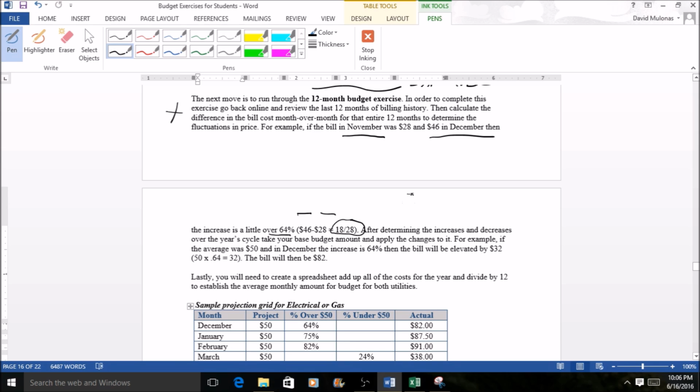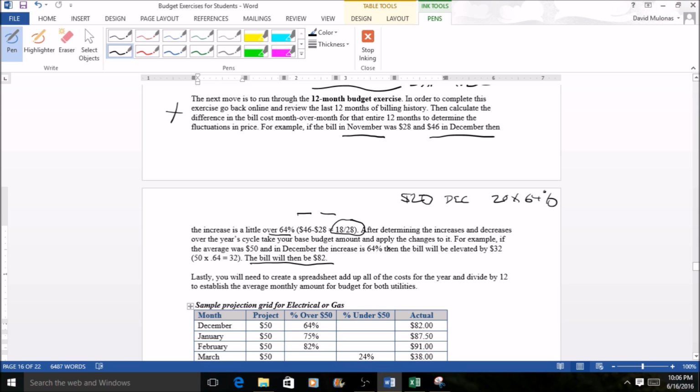So if you had the $20 in your first month, let's say you started in December, then you would take that $20 and multiply it by 64%. Here's another example. If the average was $50 and the increase is 64%, then that would be elevated by $32, because $50 times a 64% increase is $32. When you add that together, the bill would be $82 for that month.